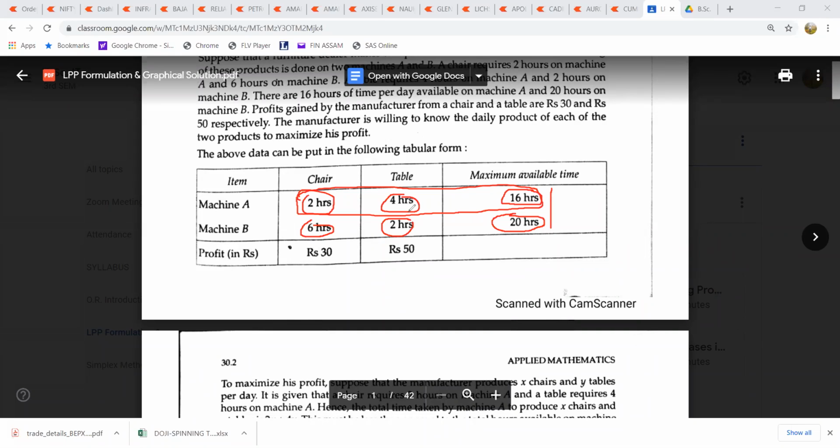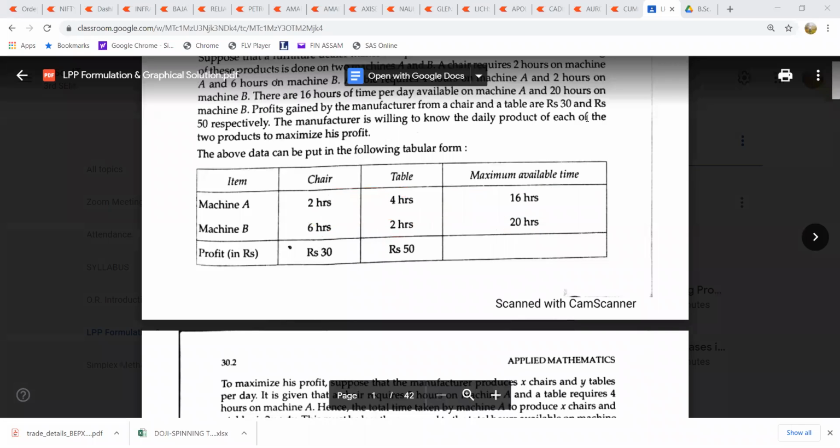Because X and Y are nothing but the number of chairs and tables. Chairs and tables cannot be negative. Am I clear? Chair and table cannot be negative, so it must be positive, or maybe equal to 0. So this is the condition. These are called constraints. So using these constraints, we need to maximize the profit of the company.